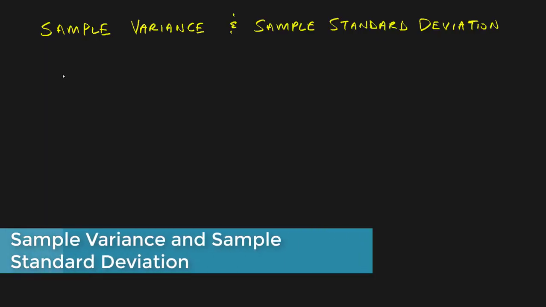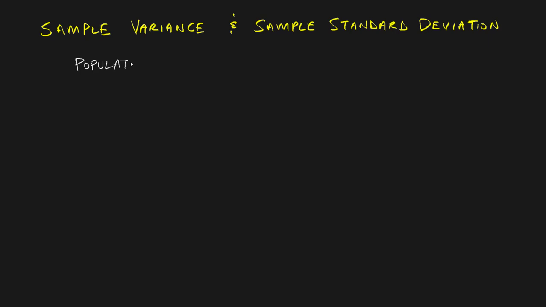In all of my variation videos so far, what I've been doing is working with population values. Let me show you what I mean by that. When we worked out deviations, a deviation was x minus the population mean. It's the difference between a score and the population mean, showing you how far an individual score is from the expected population mean.